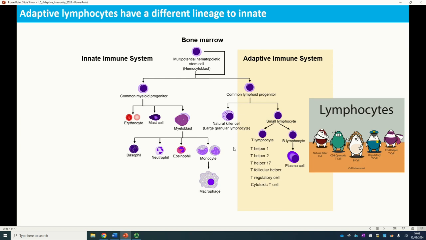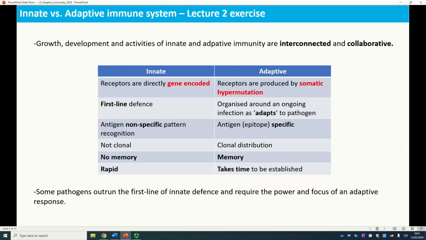Okay, so this is obviously a picture of hematopoiesis, and this is something that we've seen before. It's just to illustrate and remind you that the cells of the innate immune system are derived from the common myeloid progenitor, whereas the adaptive immune system cells are generated from the common lymphoid progenitor. So we have our T cells, our B cells, and then these can further differentiate. And hopefully you remember that from the first week.